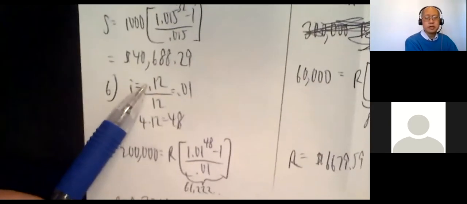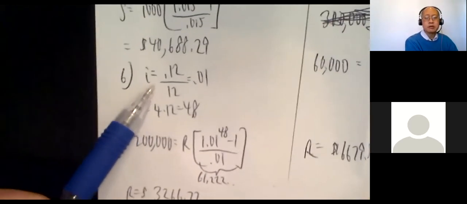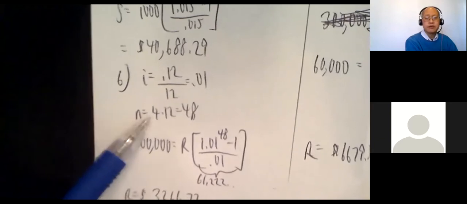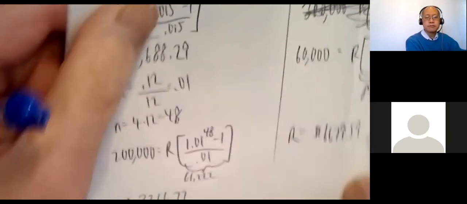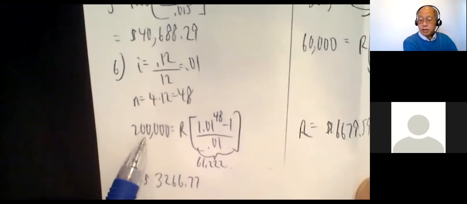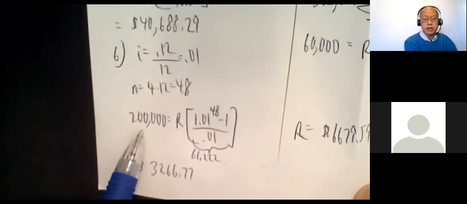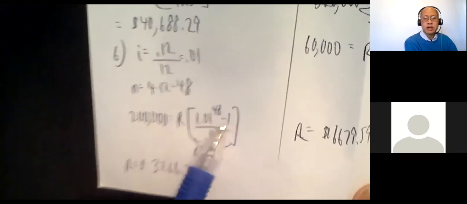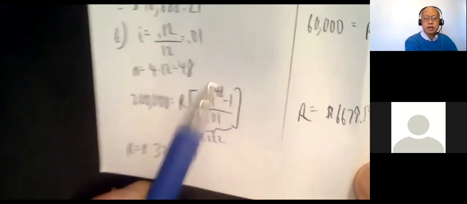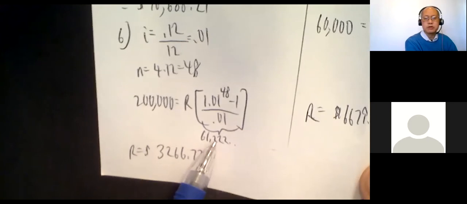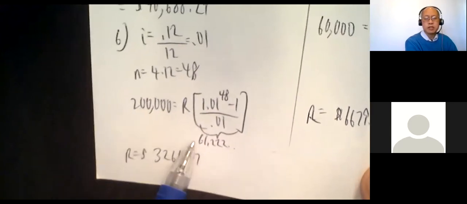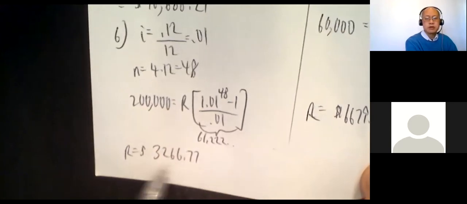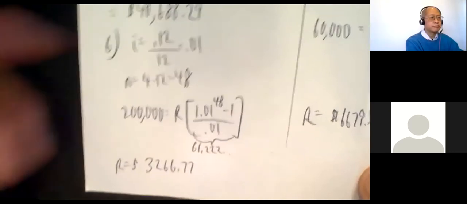Number 6, 12% compounded monthly divided by 12, 0.01. N is 4 times 12, which is 48. So we want $200,000. So 200,000 is R times (1.01 to the 48th power minus 1) divided by 0.01. This stuff here is 61.222. R is 200,000 divided by 61.222, 3266.77.